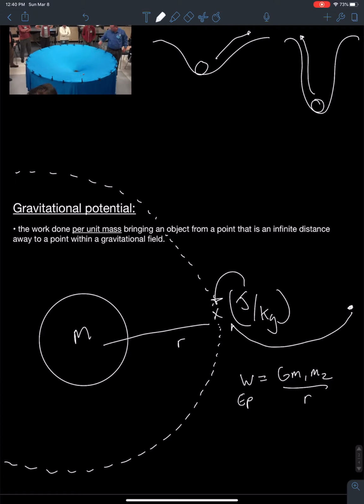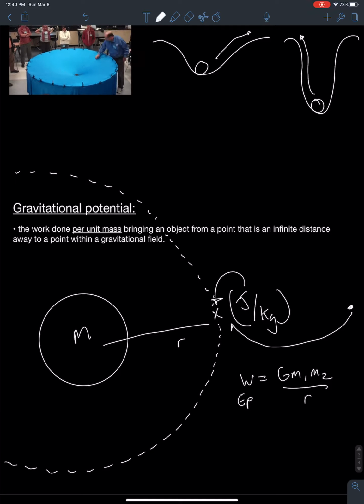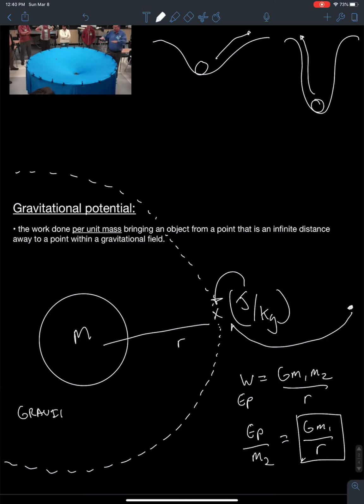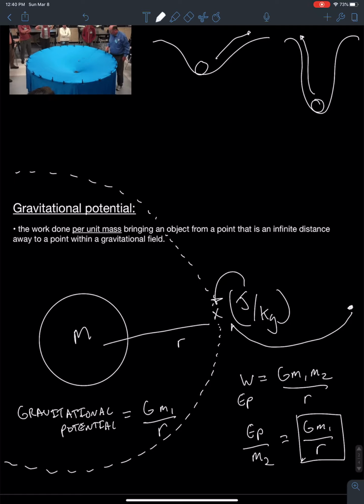On the other hand, to calculate the gravitational potential, remember it's work per unit mass, I have to bring over the m2. So my gravitational potential energy over the mass of that object is going to be equal to G m1 over r. So we just created another formula, okay? So gravitational potential is equal to G m1 over r. Okay, and this is inside of your data booklet, okay?